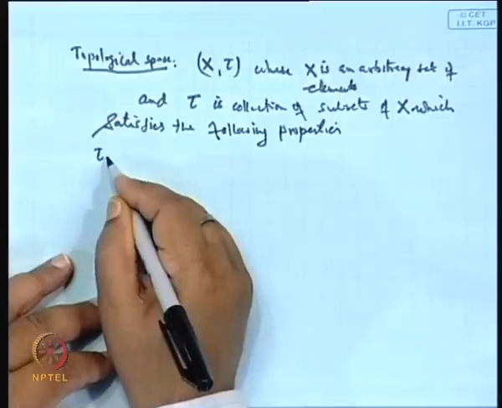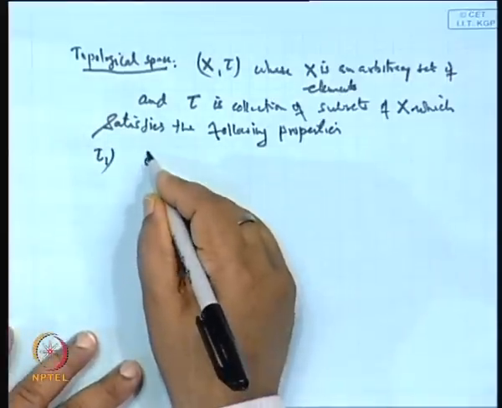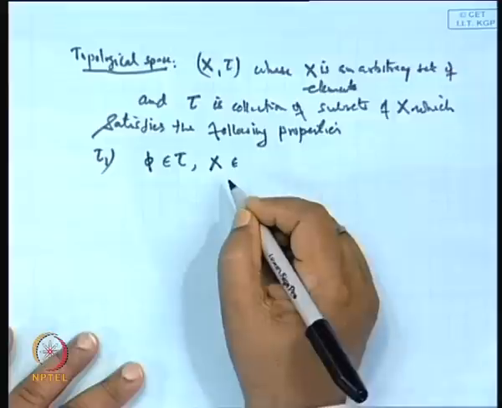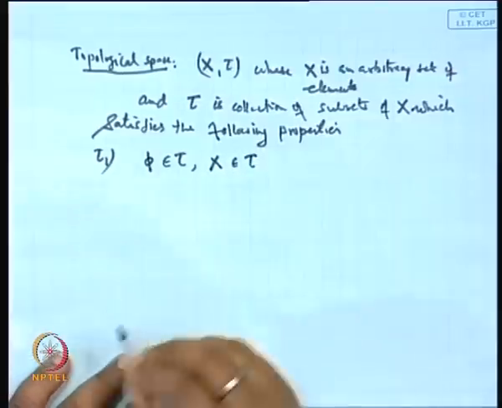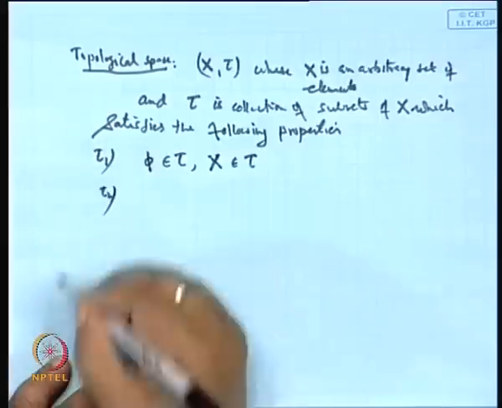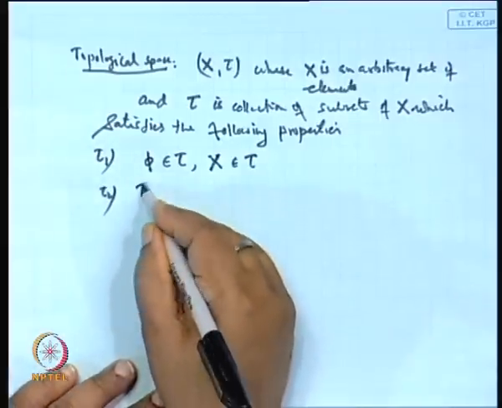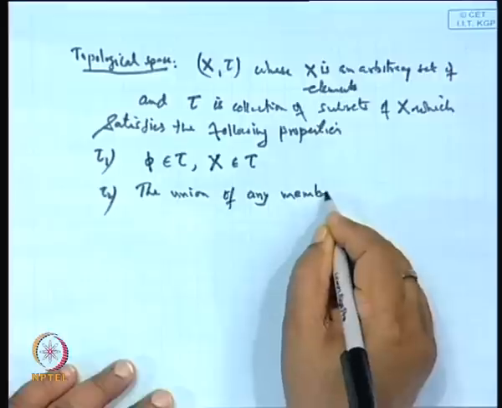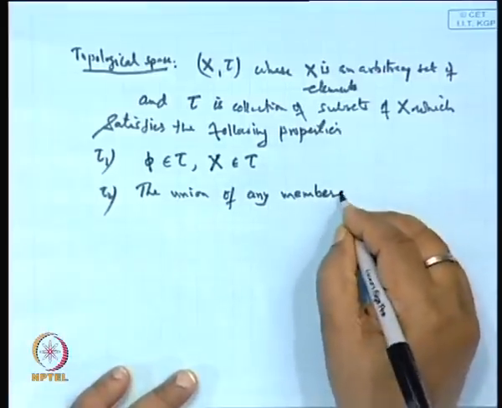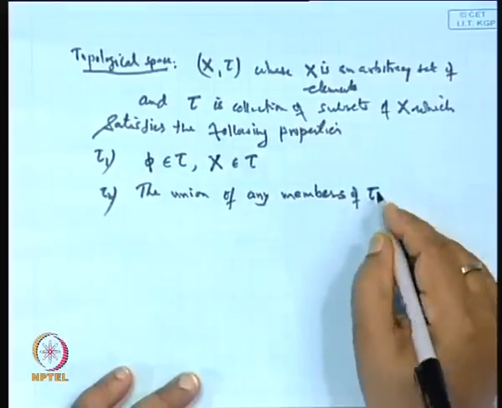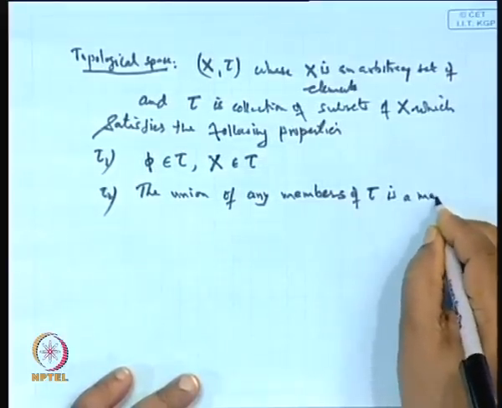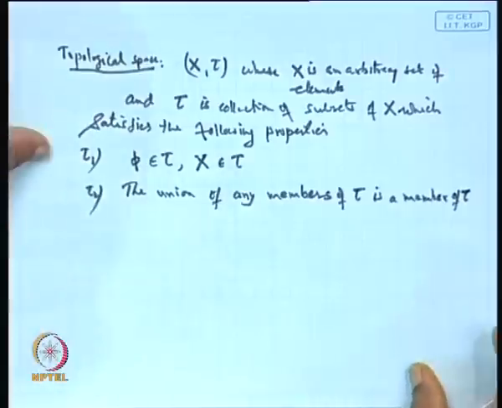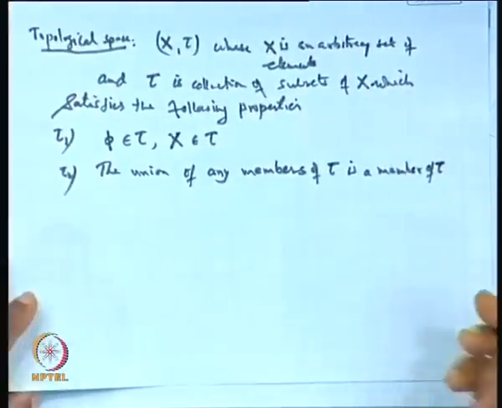The first property that we get, tau 1: the empty set phi and X both must be elements of tau. Okay. The second property is that the union of any members of tau is a member of tau. Any union of any members of tau is a member of tau.